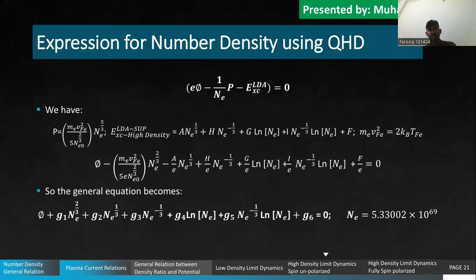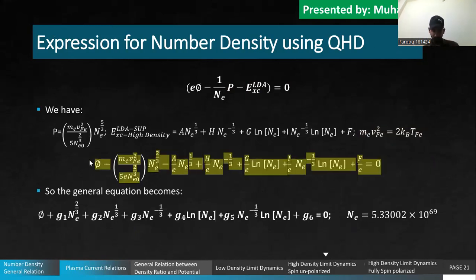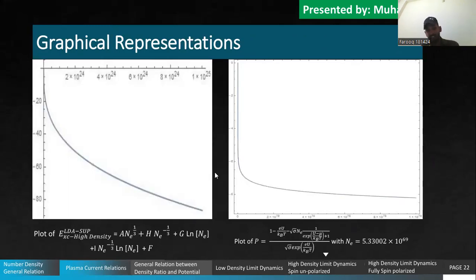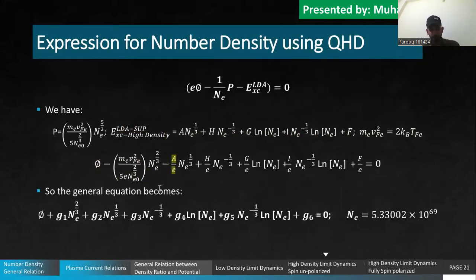Now again, a similar method which we have used in the low density limit dynamics will be used here. We will put the exchange correlation energy formula in this equation. We will put the Fermi pressure formula in this equation, and then we will also put another relation, MEVFE square is equal to 2kBT FE, in this formula, and we will get this relation. So now again, for making it simple, we replace A by E, we replace this term by G2, we replace this term with minus sign by G1.